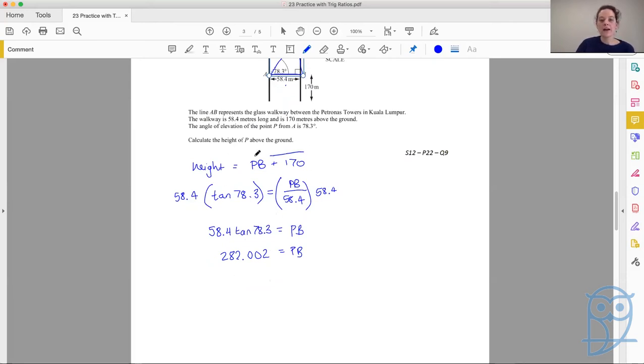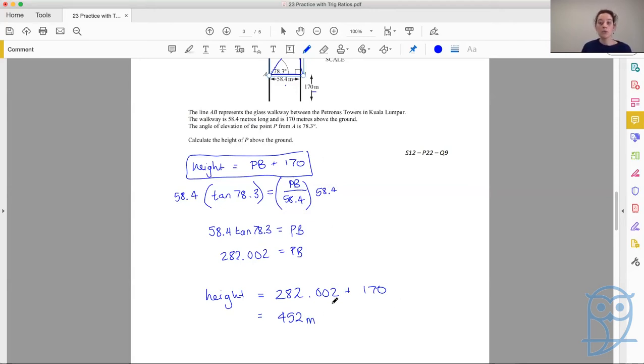So we've said that our height is PB plus 170. So then height equals 282.002 plus 170, which equals 452. 3 significant figures now, and our units in this case are meters. So P is 452 meters above the ground.